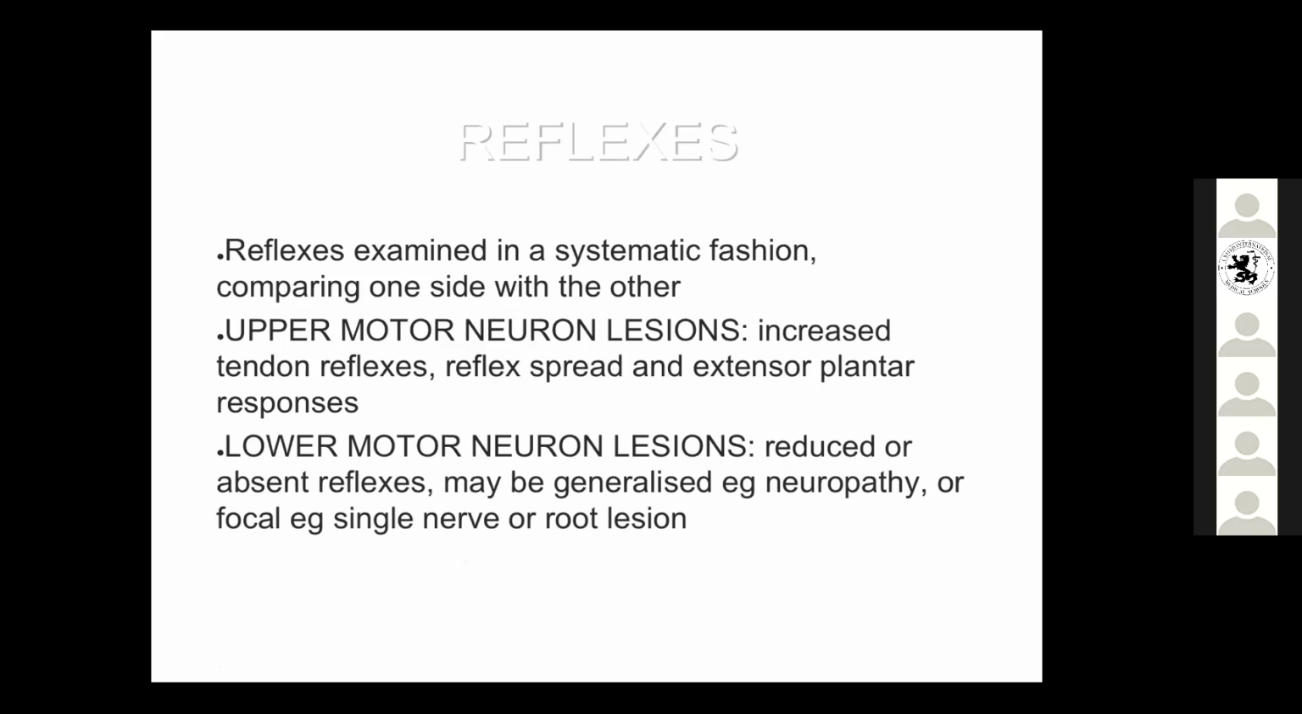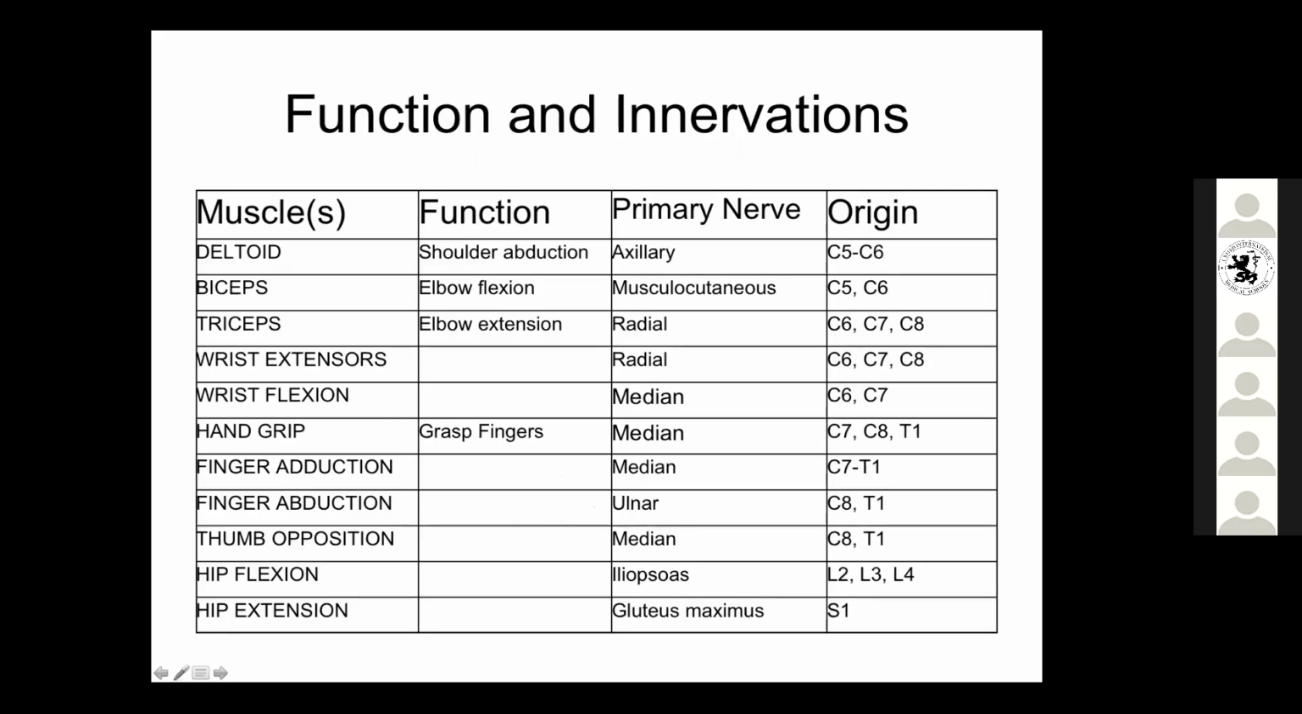And reflexes, upper motor neuron lesion, lower motor neuron lesion. Here it's just important to know that upper motor neuron lesions would cause exaggerated reflexes, but in lower motor neuron lesions, the reflexes are reduced or absent.